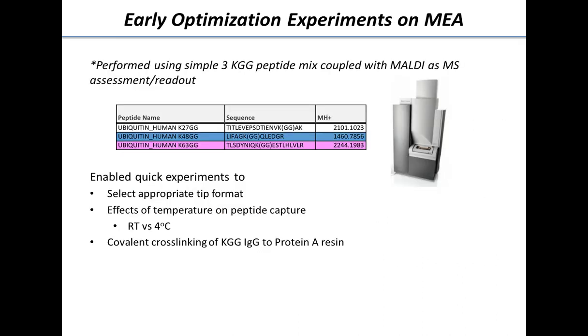So the early optimization experiments that we performed on the MEA system were all performed using a simple 3 KGG peptide mix, which we coupled to MALDI-MS as our quantitative readout. And using this simple platform really enabled us to do quick experiments to select the appropriate tip format that we wanted to move forward with, to also study the effects of temperature on peptide capture, as well as do early experiments investigating the covalent cross-linking of the KGG antibody to the protein A resin. And this last point I'll talk about a little bit later.